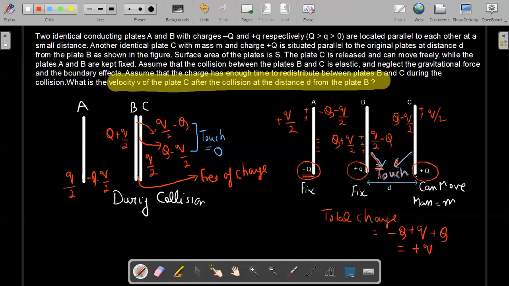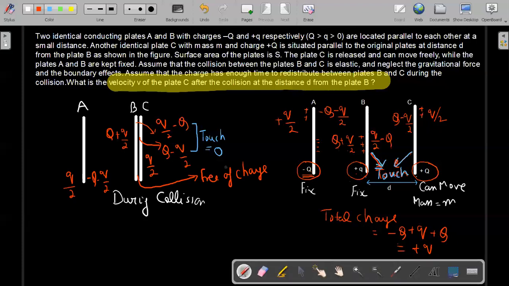After that, plate C will separate from plate B. There will be separation between plate B and plate C. So the situation will be like this: plate A at its place, plate B at its place, and plate C is now moving away from plate B. So this plate A is at the same place, plate B is at the same place, but plate C is now moving in this direction, and let's say it is moving with a speed V.